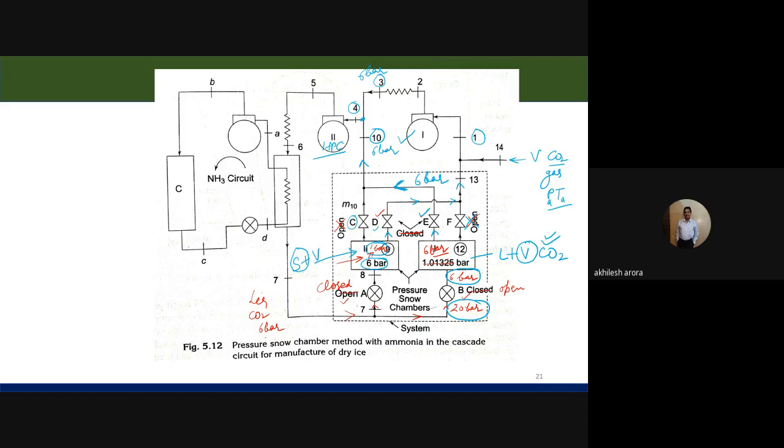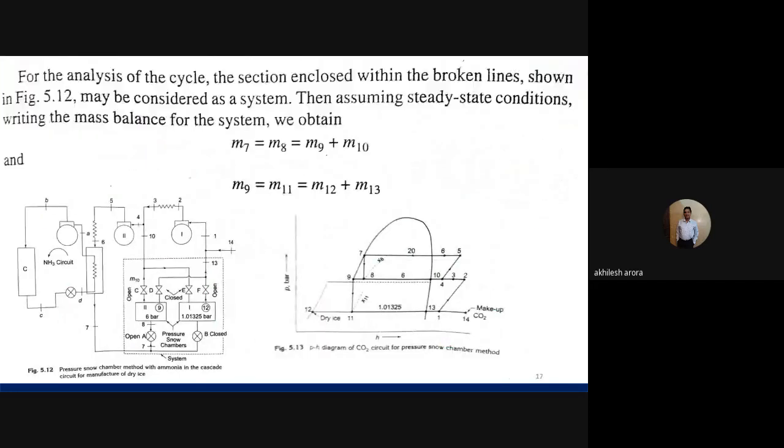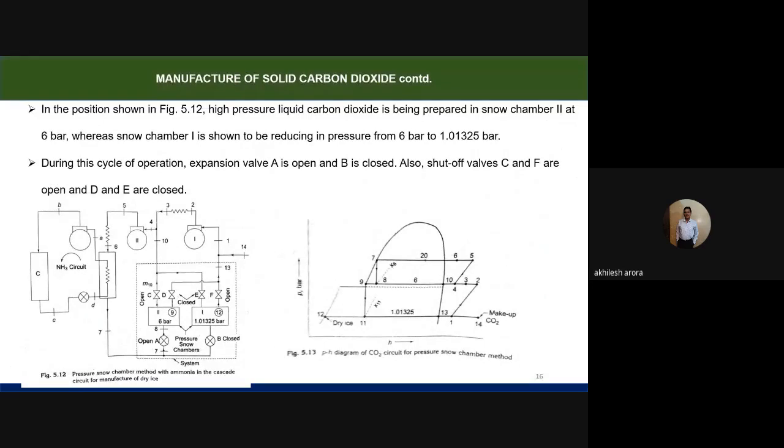So I have explained you. Now I would like to show you the diagram also, how we are going to sketch the pH diagram for this particular cycle. So any questions till now? Okay, so if it is clear, let us move to the diagram which is shown here.